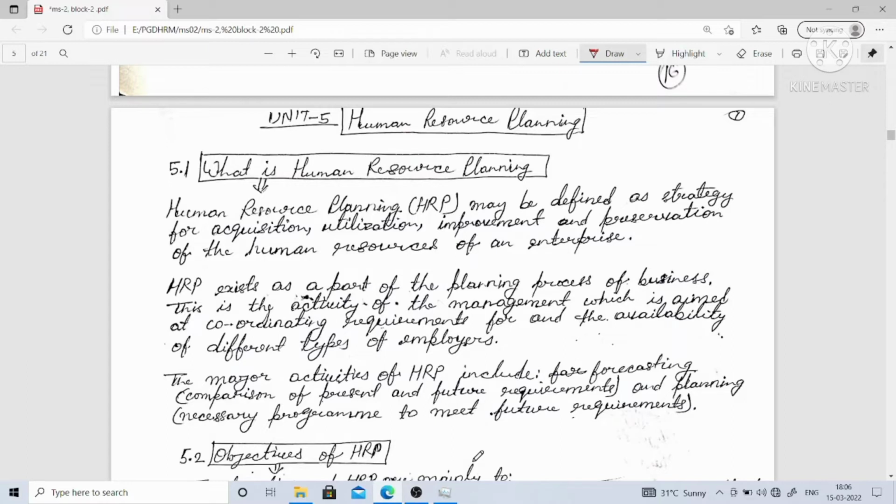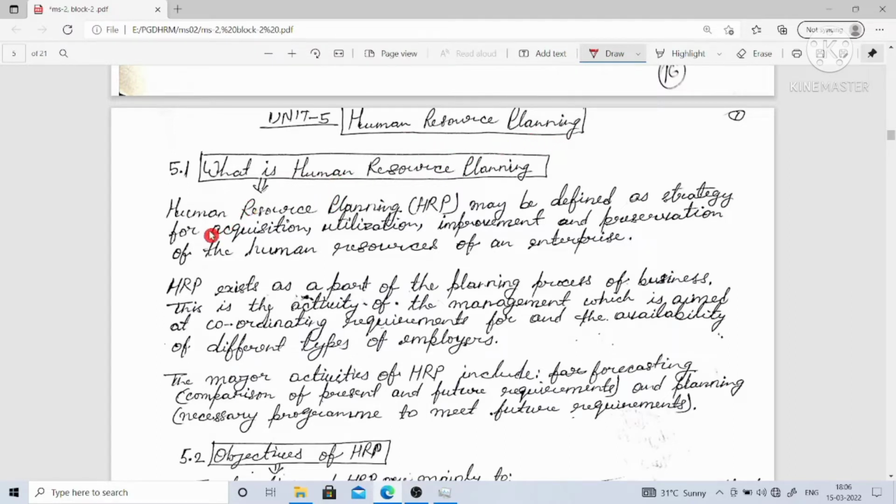Now we move on to the next unit of this block. The second block is about getting human resources, and this is unit 5, as you can see on your screen. So this is human resource planning. Okay, so human resource planning, what it is, now you see.